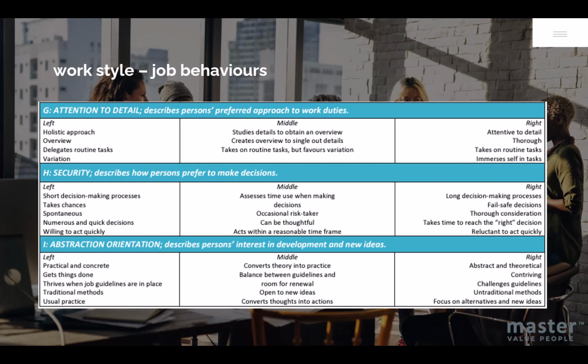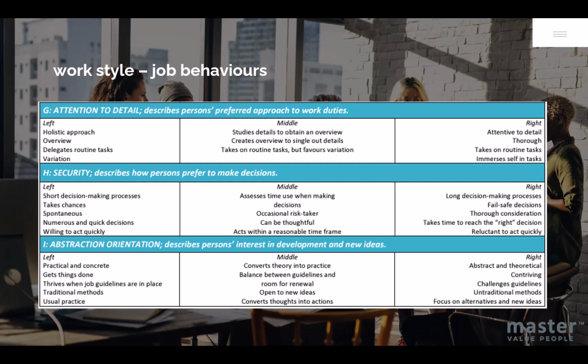On the opposite side, we find the opposite behavior. Here we have a person who likes the abstract and theoretical, who is contriving and who challenges guidelines. They ask about the rules and then challenge them or go beyond them. They thrive with unconventional methods and focus on alternatives and new ideas.